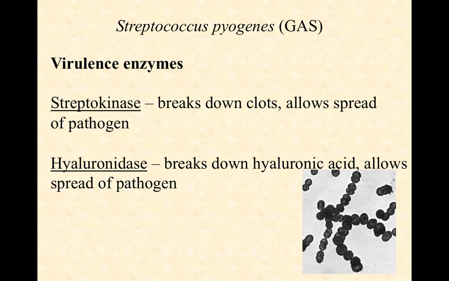Some group A strep have been found to carry a hyaluronidase. Fortunately, that's very uncommon, but it breaks down hyaluronic acid, which allows for spread of the pathogen as well, and can allow for some deeper invasion. So keep in mind that there are some very scary, highly invasive group A strep species in circulation. Fortunately, they're not very common, and we're not going to come across them all that often, and we hope it's going to stay that way.